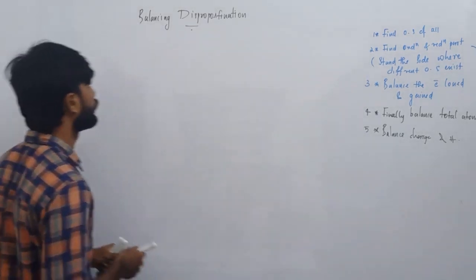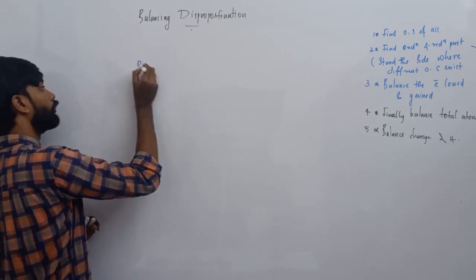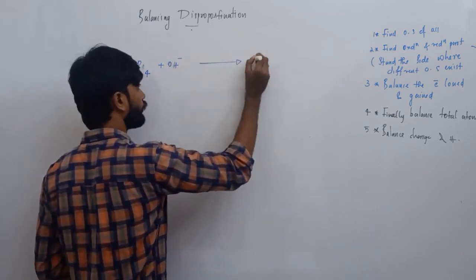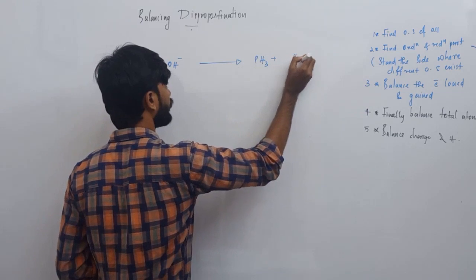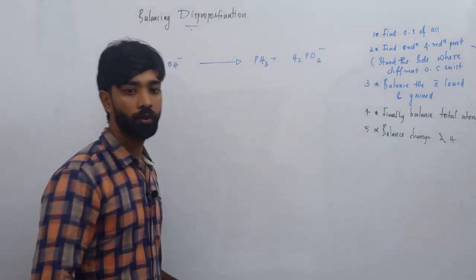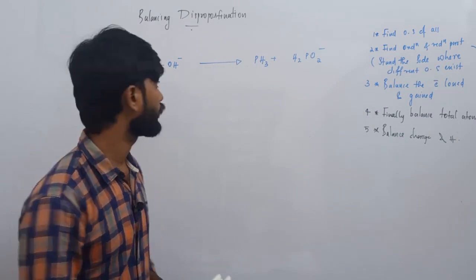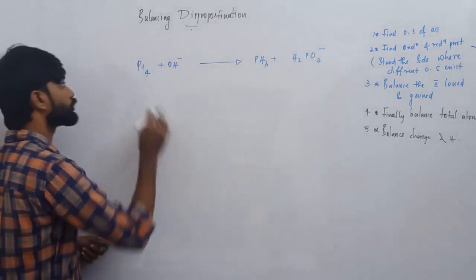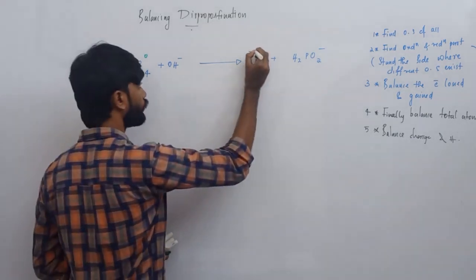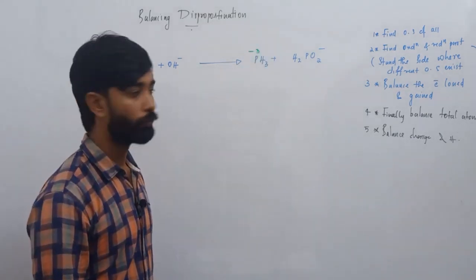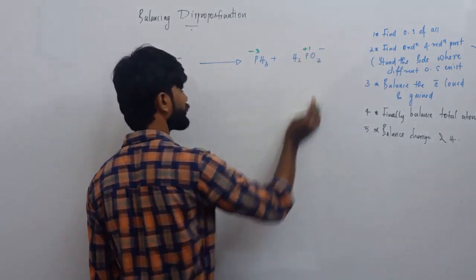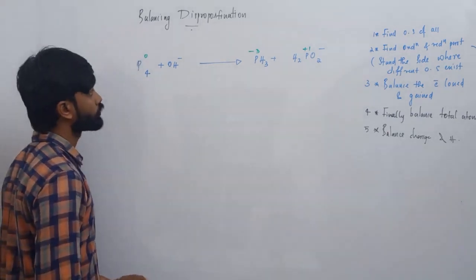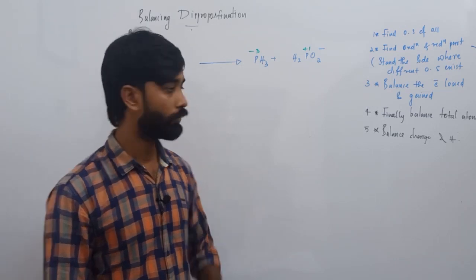That is the balancing of P4, white phosphorus, which disproportionates in alkali to form phosphine and H2PO2 minus. H2PO2 minus. Ready? So phosphorus goes from 0 to minus 3, and here plus 1. Okay, so the oxidation states are done.